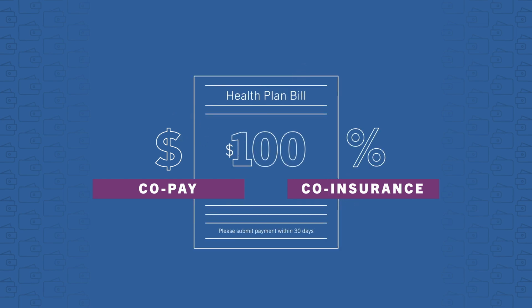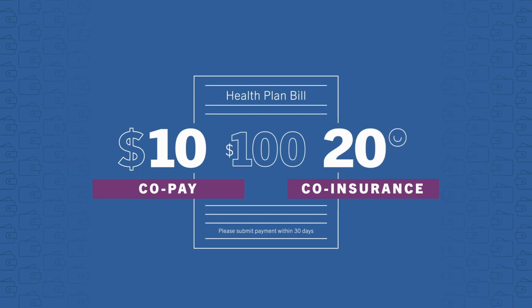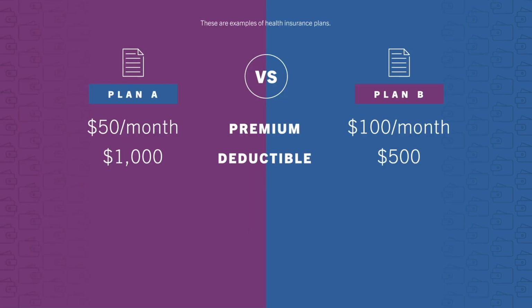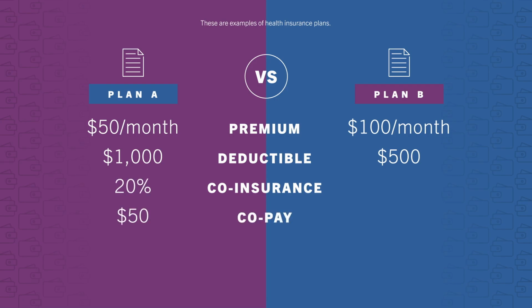Let's say Emilio has a treatment that costs $100 total. If he has a copay for this bill, it would be a set amount, such as $10. If the bill said he had coinsurance of 20%, he would pay $20. Going back to Emilio's choices, Plan A has a coinsurance of 20% and copays of $50. Plan B has a coinsurance of 15% and copays of $25.